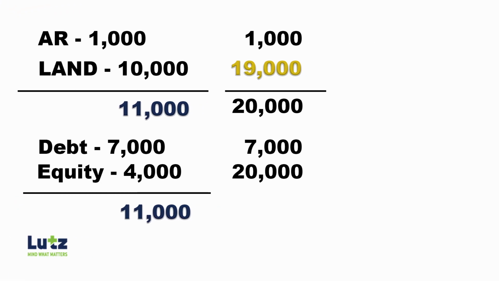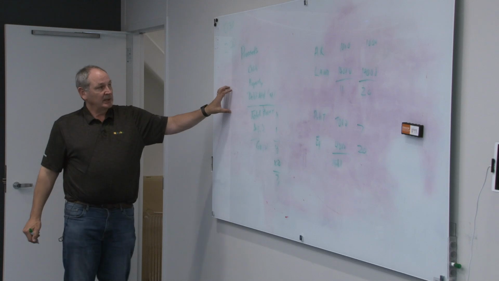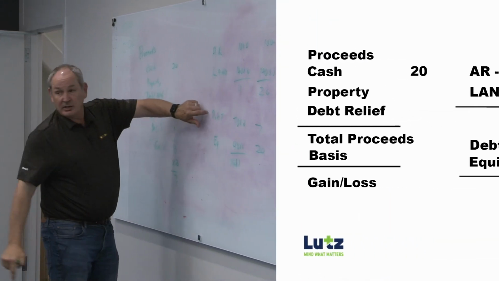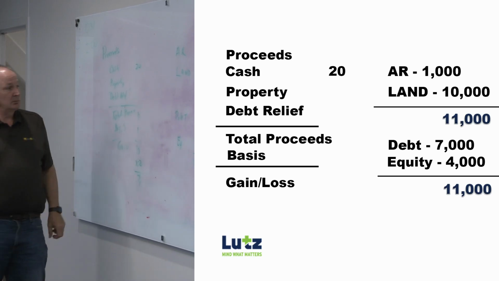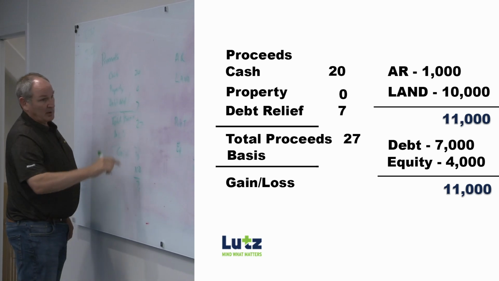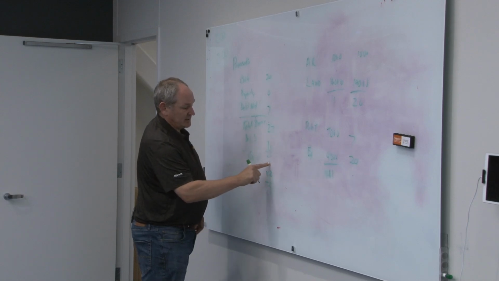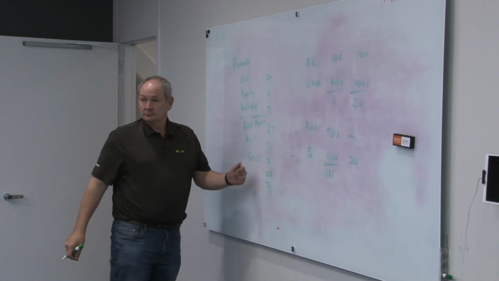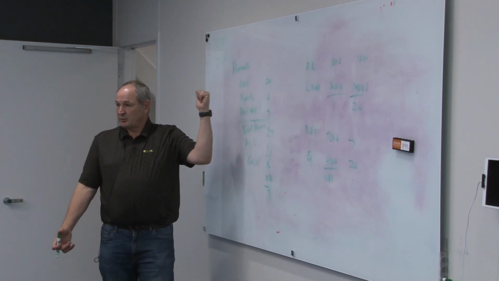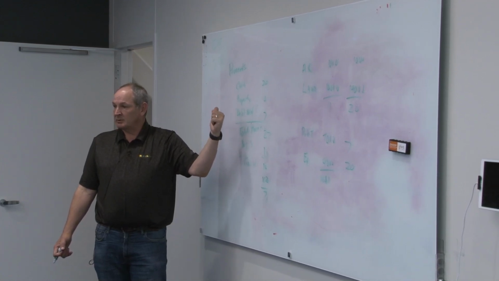So now when you have to look at this through the lens of how does this work, it's, well, I received cash of 20, debt assumed of 7, 0 property, 27. My basis was 11 for 16 of gain. So being able to convert a balance sheet into this formula, we do it all the time. I mean, that's just part of what we have to do.